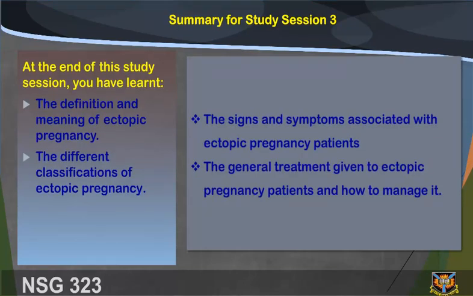Summary. At the end of this study session, you have learned the definition and meaning of ectopic pregnancy, the different classifications of ectopic pregnancy, the signs and symptoms associated with ectopic pregnancy patients, the general treatment given to ectopic pregnancy patients, and how to manage it.